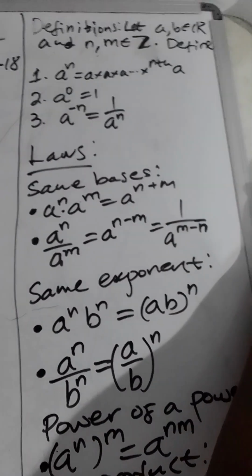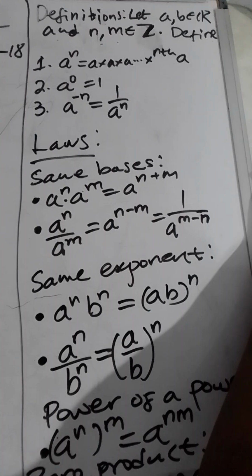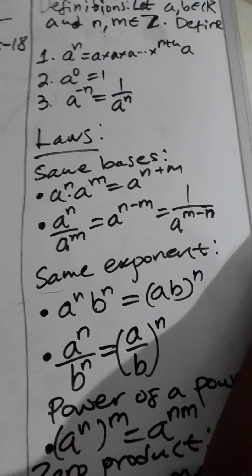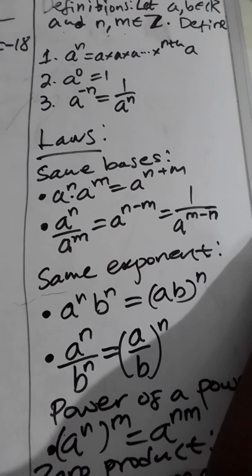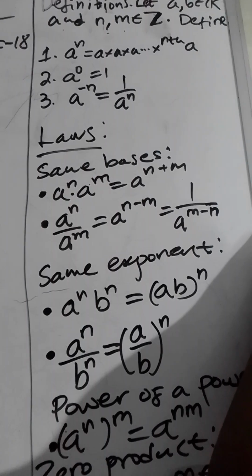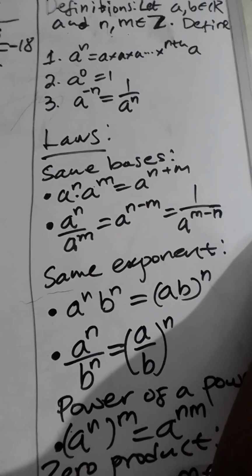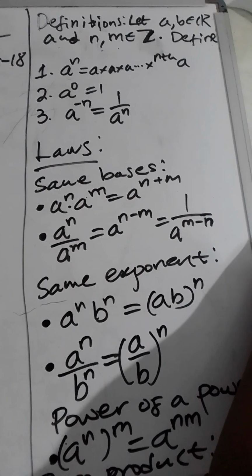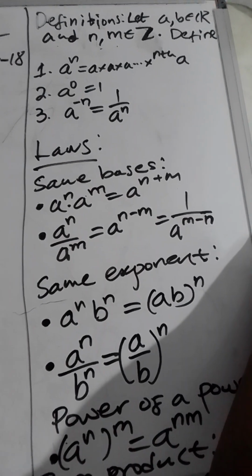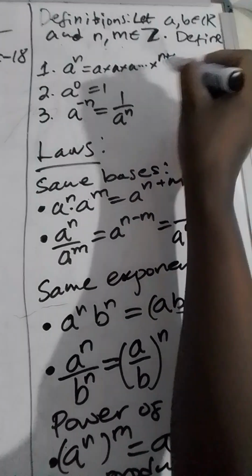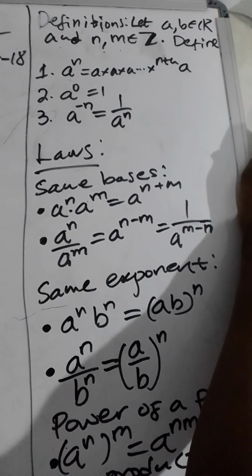So 5 to the exponent 2 means 2 5's multiplied together. 3 to the exponent 7 means 7 3's multiplied together. 10 to the exponent 15 means 15 10's multiplied together. The number at the top tells us how many instances of the number at the bottom we multiply together, or how many copies of the bottom number we multiply together. That's the first definition.